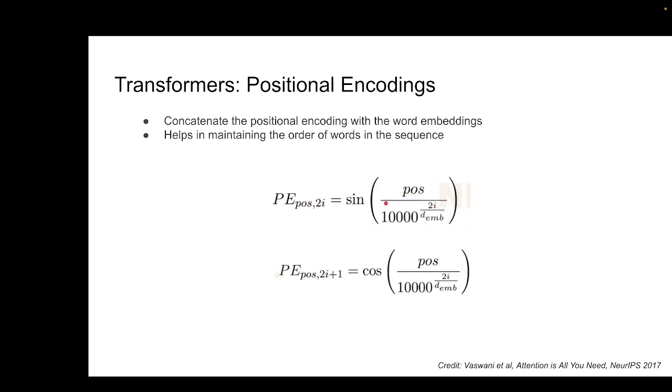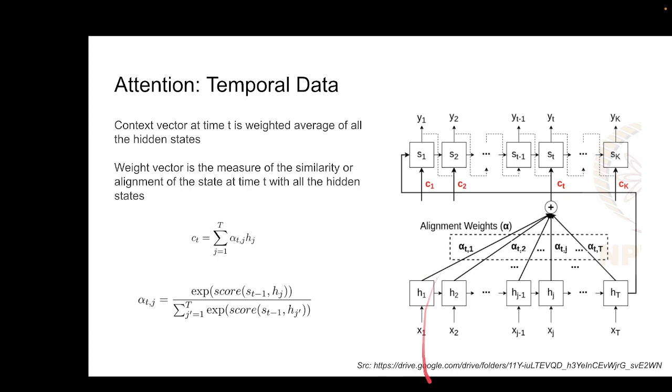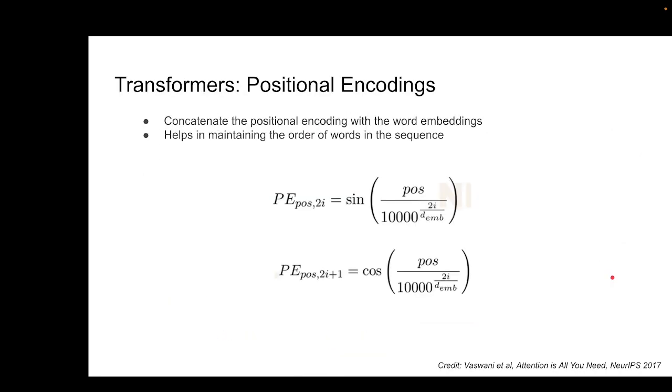So what you do is this: you already have the initial word embeddings here. Now for each embedding, you also calculate the positional encoding, and then you concatenate or sum them. There are again multiple variants. Generally people concatenate. So once the positional encodings are available, you concatenate those encodings with these input embeddings in order to make the model aware of what position the individual words are lying in the sentence. So it helps in maintaining the order of the words in the sequence.